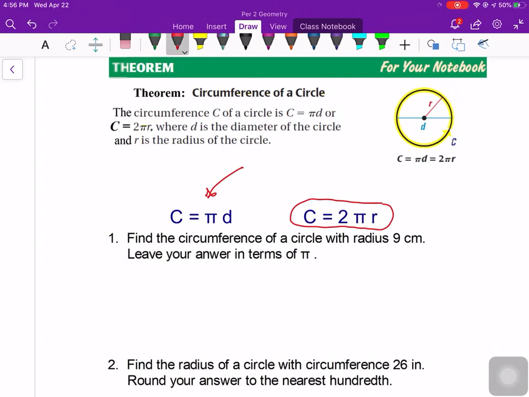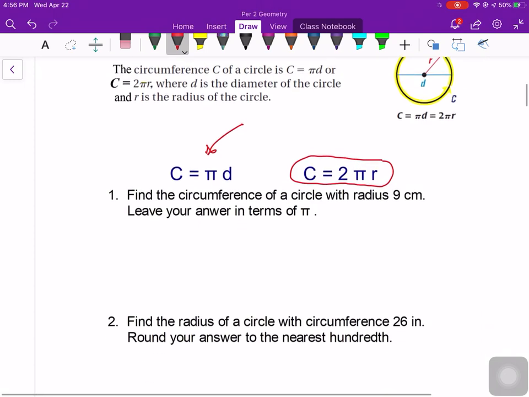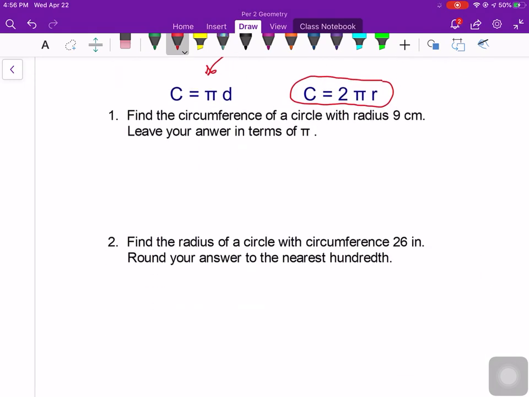So let's take a look at a few example problems here. In this first example, it asks us to find the circumference, and it gives us the radius. And then it says leave the answer in terms of pi. Now that's going to become important.